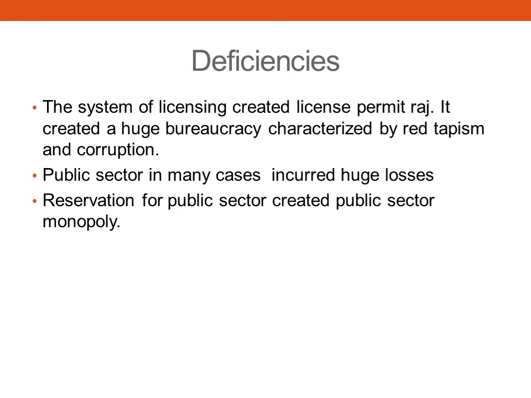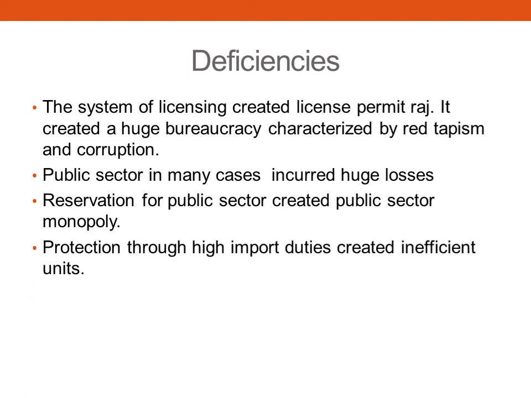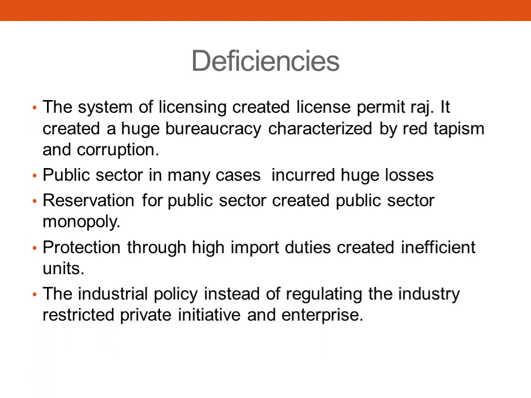Only the public sector is there. No one is there to give competition. So it created public sector monopoly. The next one, protection through high import duties created inefficient units. For substituting imports with domestic production, we followed the policy of import duties. Actually, this created inefficient units. Domestic production was not that effective. Then the industrial policy, instead of regulating the industry, restricted private initiative and industry.